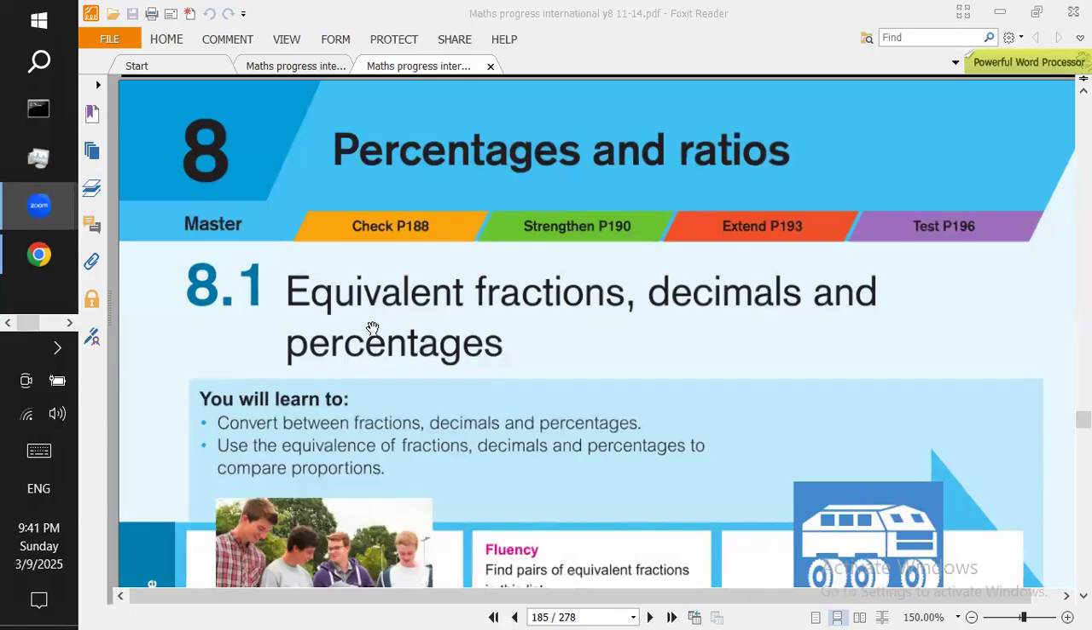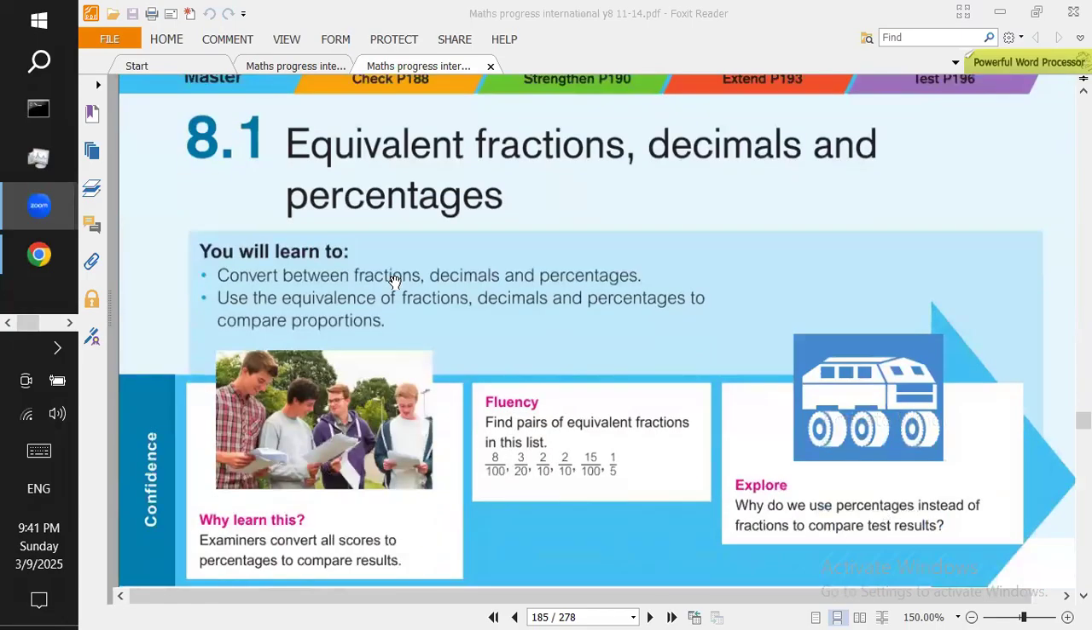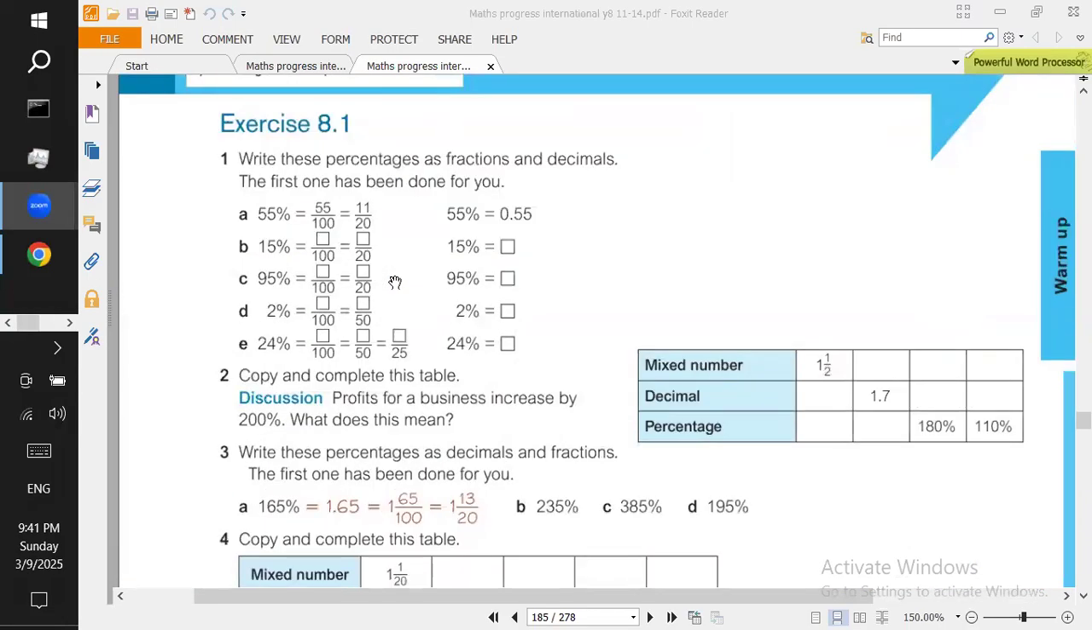In this video, we're going to talk about Unit 8, 8.1, equivalent fractions, decimals, and percentages. Now, let's start the questions.